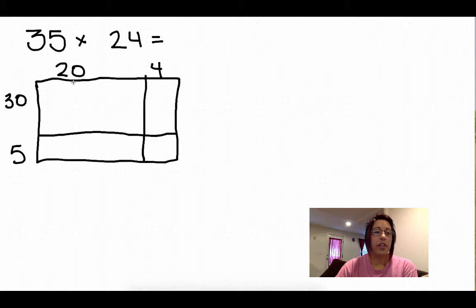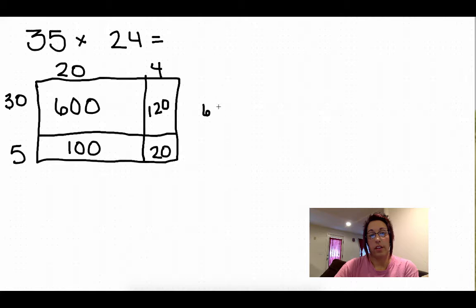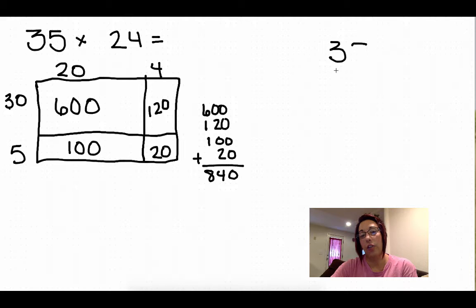And then we multiply 30 times 20. I know that 3 times 2 is 6. And a 10 here and a 10 here. So 600. 4 times 30. Well, 4 times 3 is 12. And then we've got the 0 on the end, so that would be 120. 5 times 20, well, 5 times 2 is 10, times another 10 is 100, and then 5 times 4 is 20. So 600 plus 120 plus 100 plus 20 should be 840. Let's look at the standard algorithm.